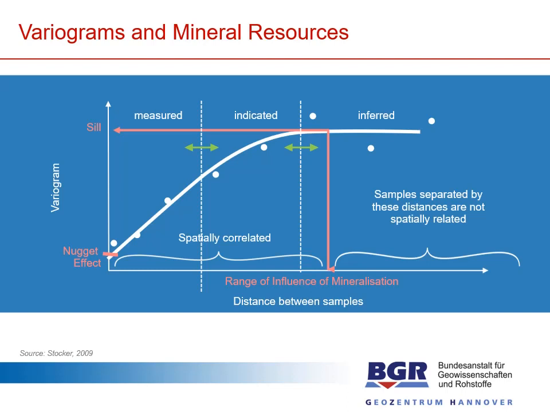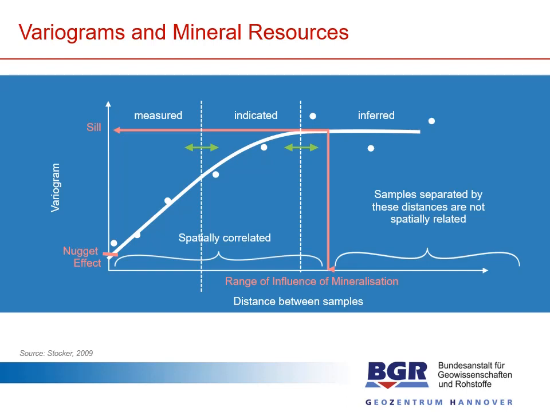And that is why the samples on the left-hand side can be assumed to be a measured resource. In the middle, it's indicated. On the right-hand side, it's an inferred resource, or not even a resource, because the variability of the results is that big. Here you can see an example of a variogram of a mineral resource.